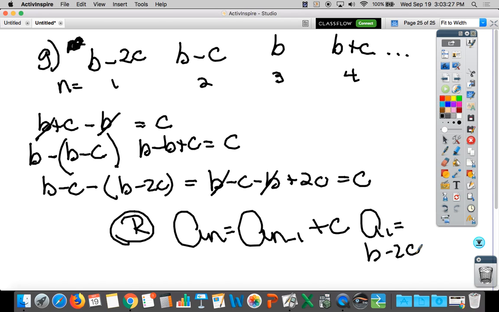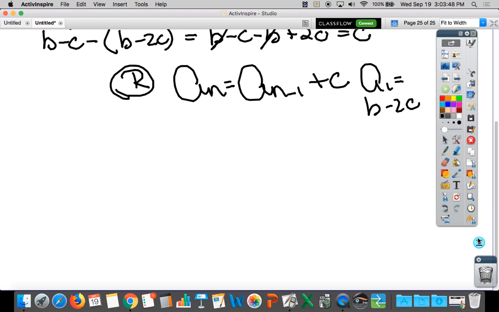Yes, ma'am. How would you go back in and put the b minus 2c where the n is minus 1? No, n is 1. I'm going to start with b minus 2c. So my n is just 1. It's not this.